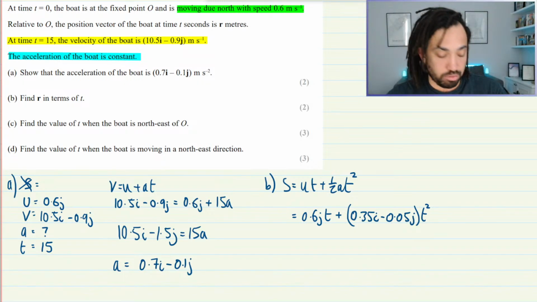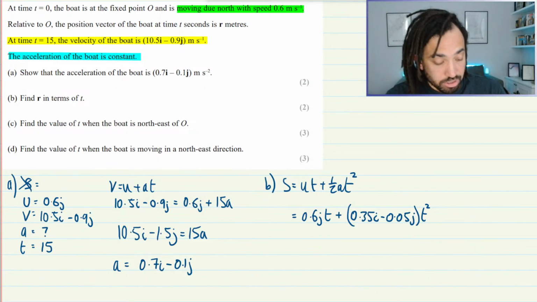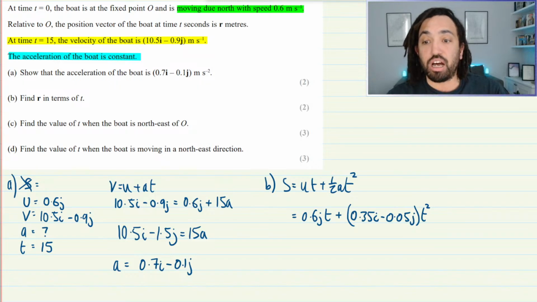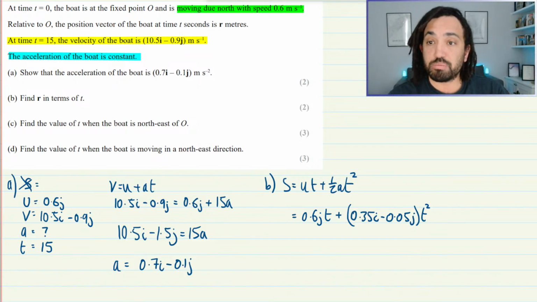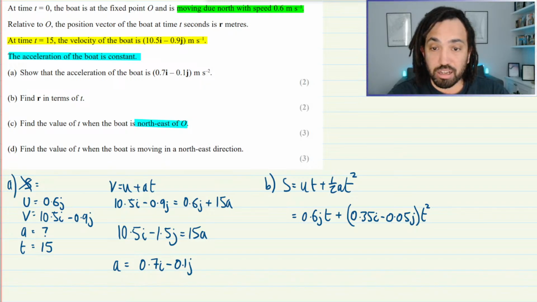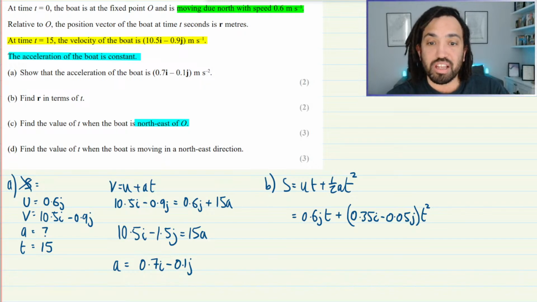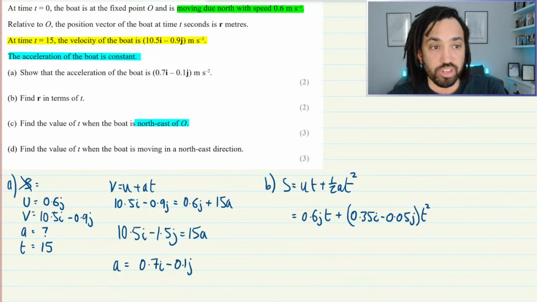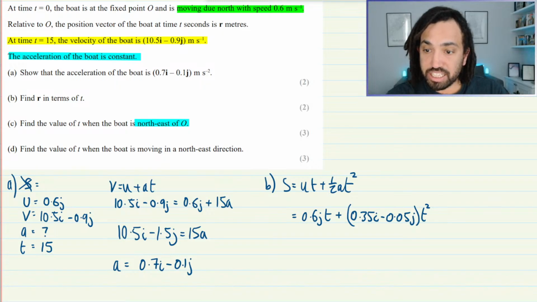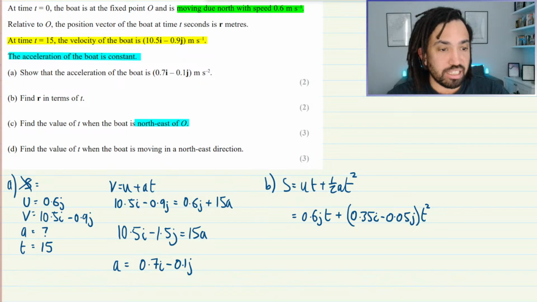But yes, S equals ut plus a half at squared is the big daddy SUVAT equation, 100%. It's the most useful one. Okay, so what we're doing next. Aha, well, this is why I picked this question, because people get absolutely shook when it comes to a boat being in a particular bearing position. Northeast of the origin means that this object, or in fact, you tell me, what does it mean, northeast of the origin?